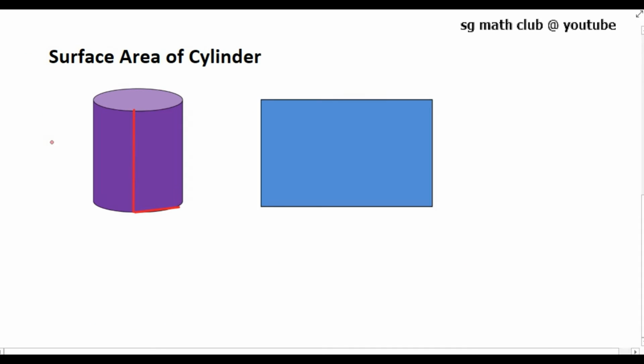Now let's find out the surface area of the cylinder. Here, this is the radius of the cylinder. The radius of the cylinder is the same as the radius of the base. The base is a circle, and the radius of the base is the same as the radius of the cylinder. And this is the height of the cylinder. Height means the imaginary line that joins the two centers of the upper base and the lower base. Now let's find out the surface area of the cylinder.